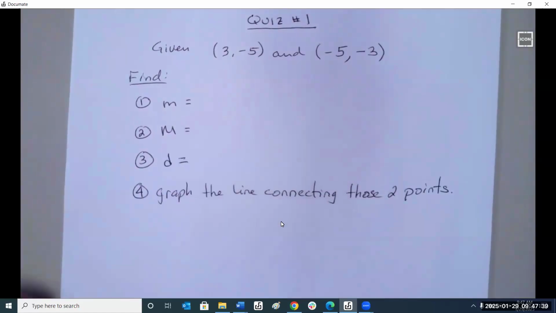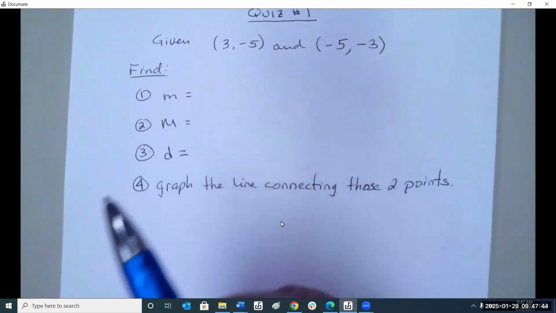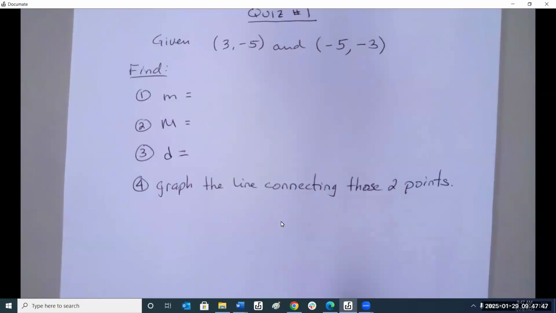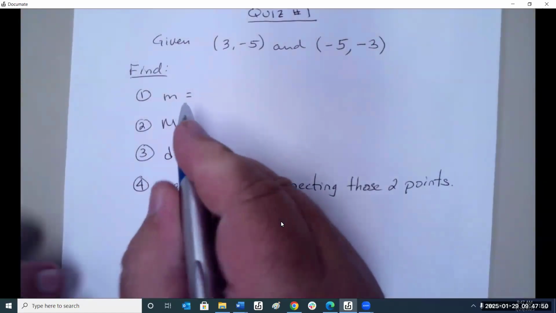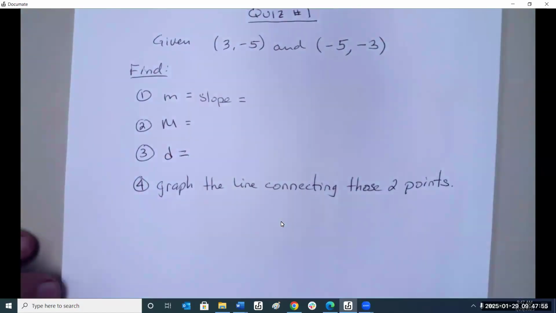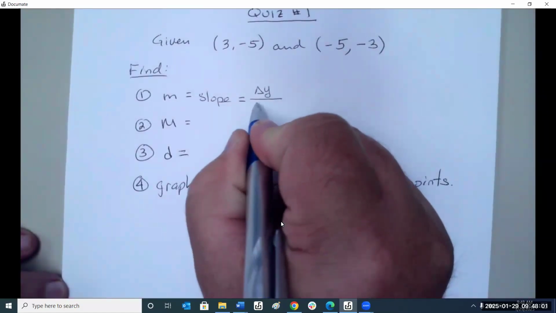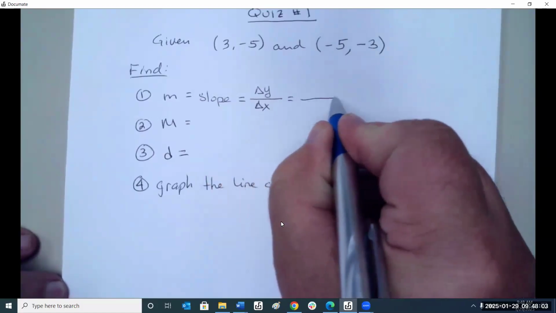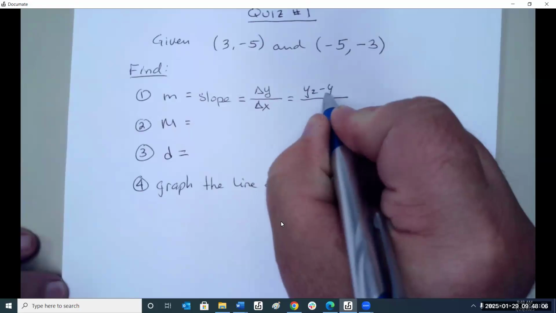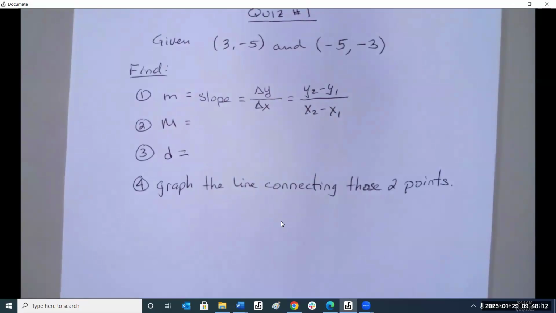All right, first off, what's the formula? What is this one looking for? You might as well get your notes out also because you have nothing in front of you. What is this one? It's the slope. What's the formula for a slope? Change of y over change of x. The formula is y2 minus y1 over x2 minus x1. You have to know the formulas. This is a math course.